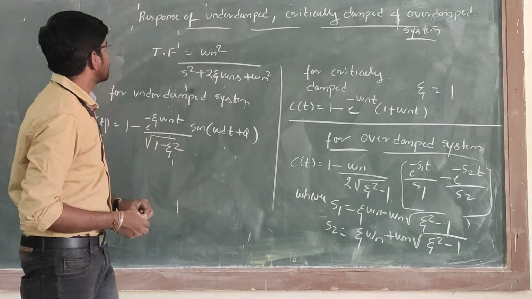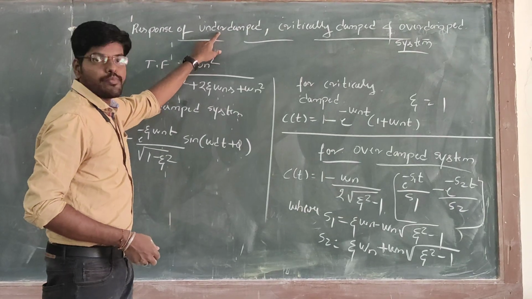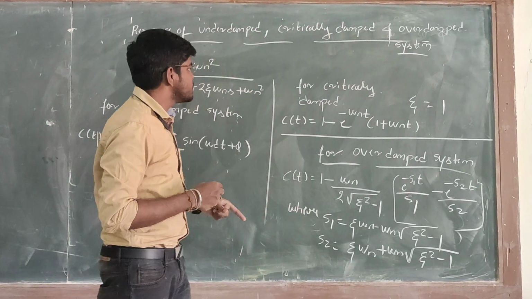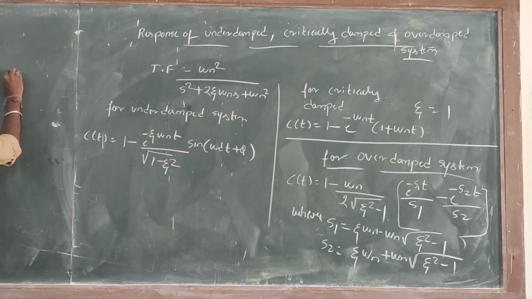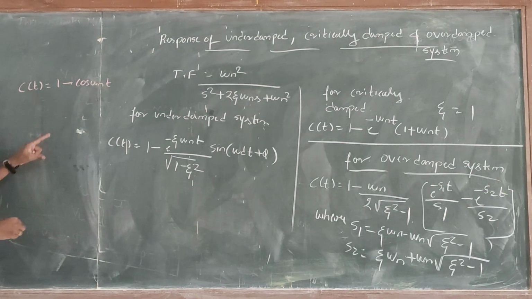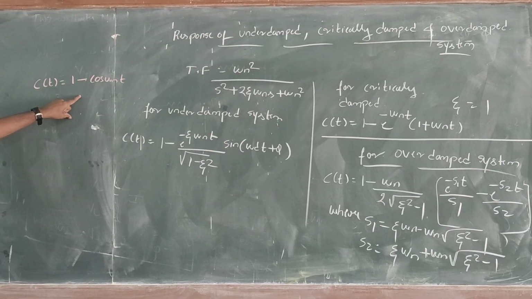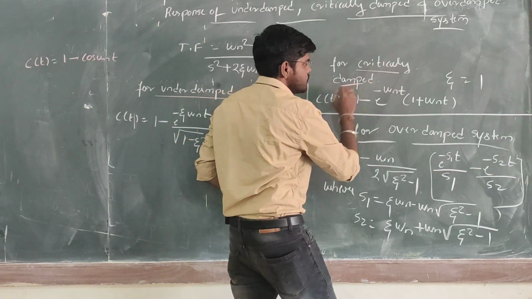Okay, let us find the response of a second order system when the system is underdamped, critically damped, and overdamped. We got the response of the undamped system, that is c of t equals 1 minus cos of omega n into t, when a step input is applied. Similarly, we can find the response of the second order system for underdamped, critically damped, and overdamped systems.